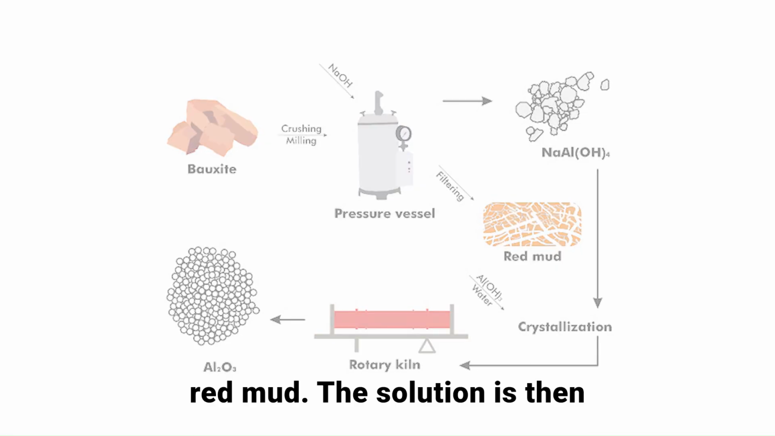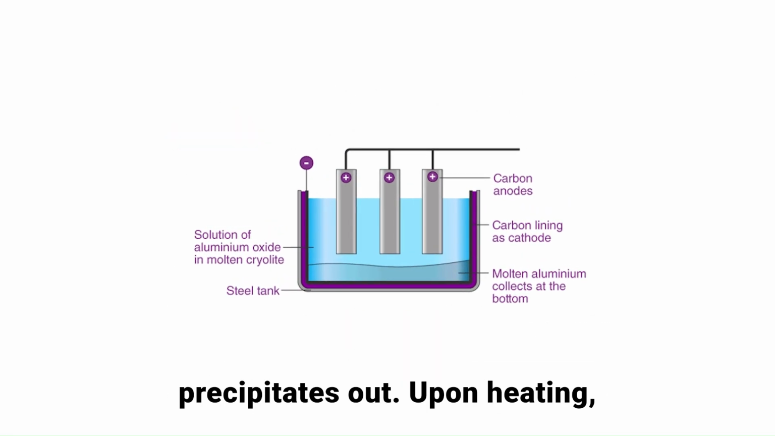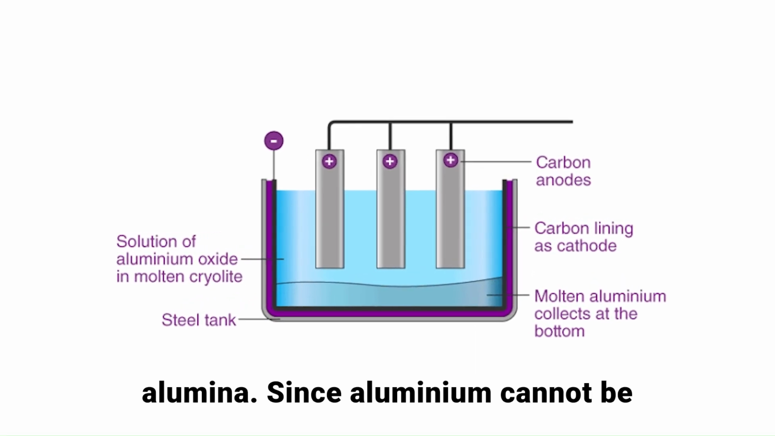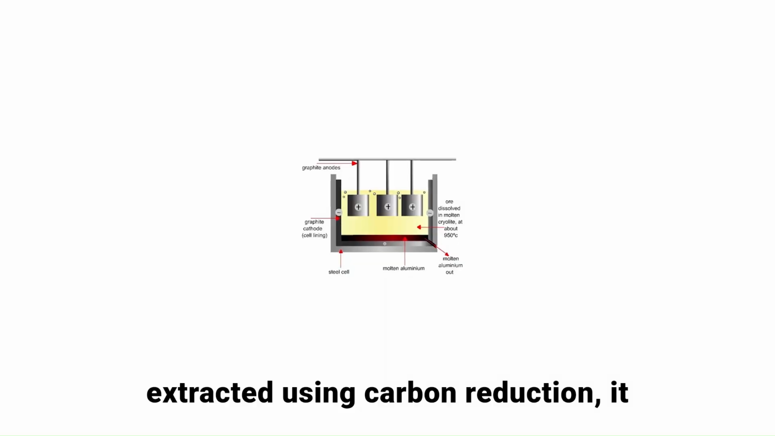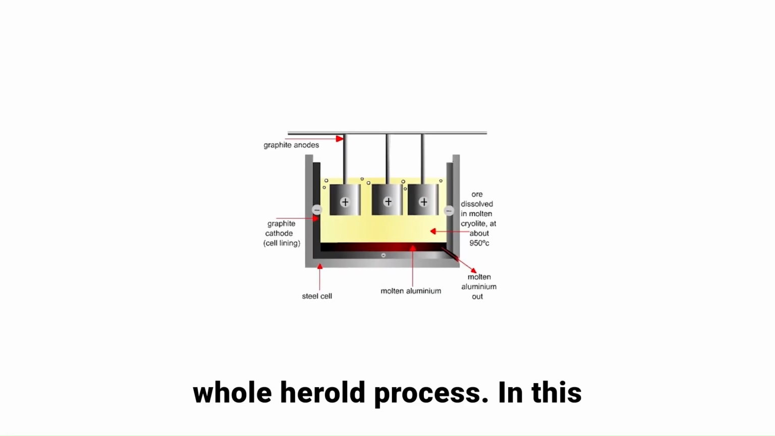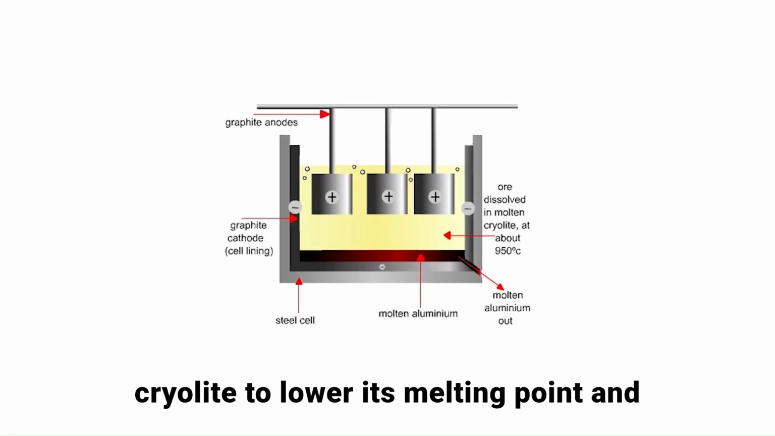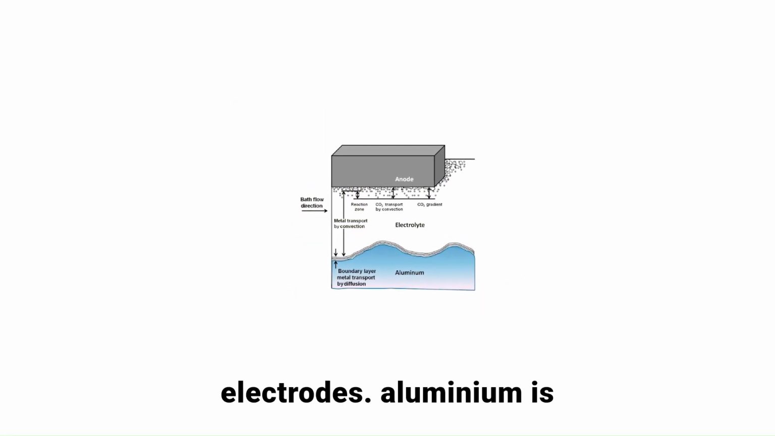The solution is then cooled, and aluminum hydroxide precipitates out. Upon heating, it forms pure aluminum oxide or alumina. Since aluminum cannot be extracted using carbon reduction, it undergoes electrolytic reduction in the Hall-Heroult process. In this process, alumina is dissolved in molten cryolite to lower its melting point and then electrolyzed using carbon electrodes.